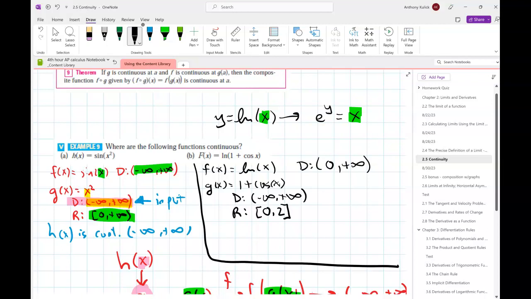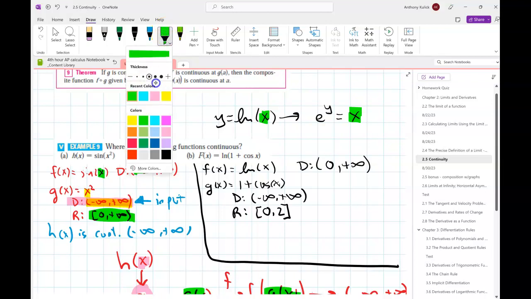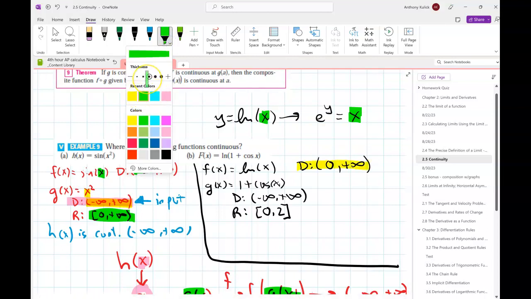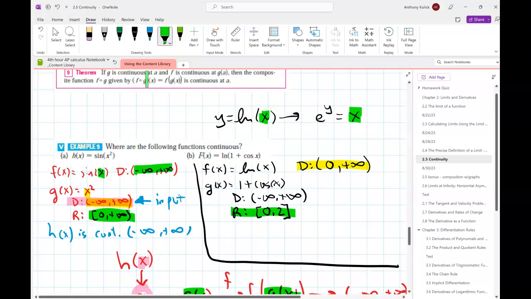So cosine's range is -1 to 1 with the brackets. And we're just adding 1 to it, so -1 plus 1 is 0, 1 plus 1 is 2. Okay? Now let's look at the overlap, or the intersection between the domain for f and the range for g. Is there anything in the range of g that's not in the domain of f?